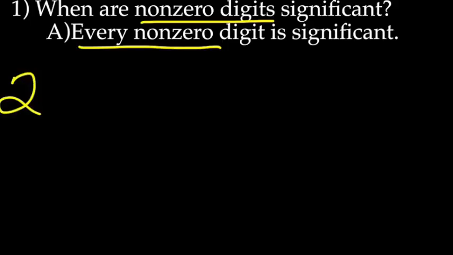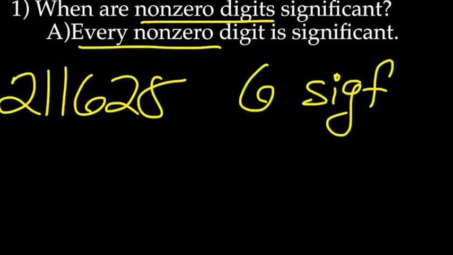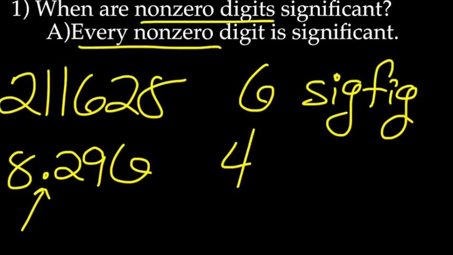If I were to write the number 211628, all of these digits are non-zero digits. So they're all significant. So how many significant digits are there in this number? I come up with 6 sig figs, or 6 significant figures. All right, how about another one? 8.296. This time, there's a decimal here. But the rule doesn't talk about decimals. We don't need to worry about whether or not there's a decimal there. We're just looking at the digits. So, all of the digits are non-zero, which means they're all significant. We have 4 sig figs.